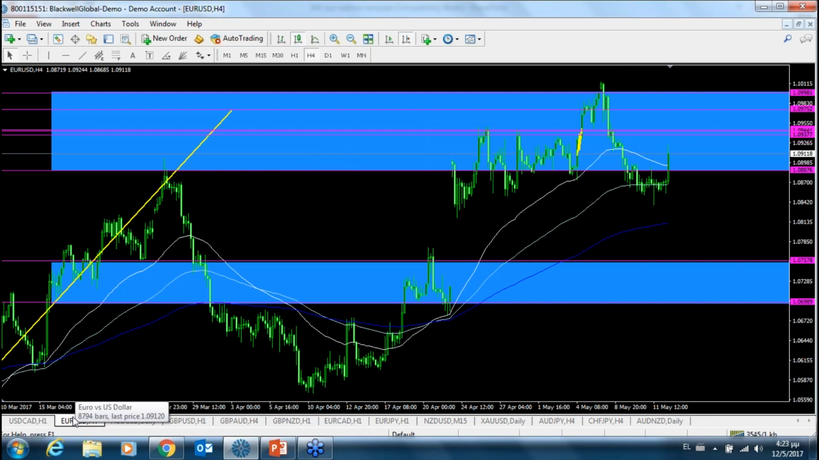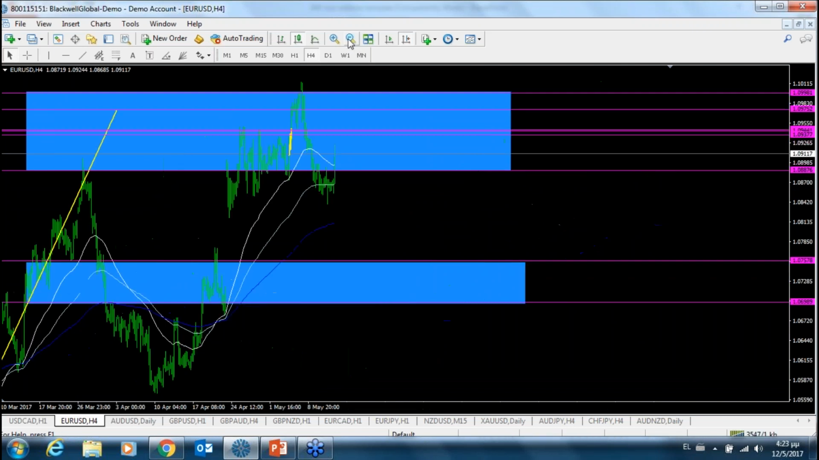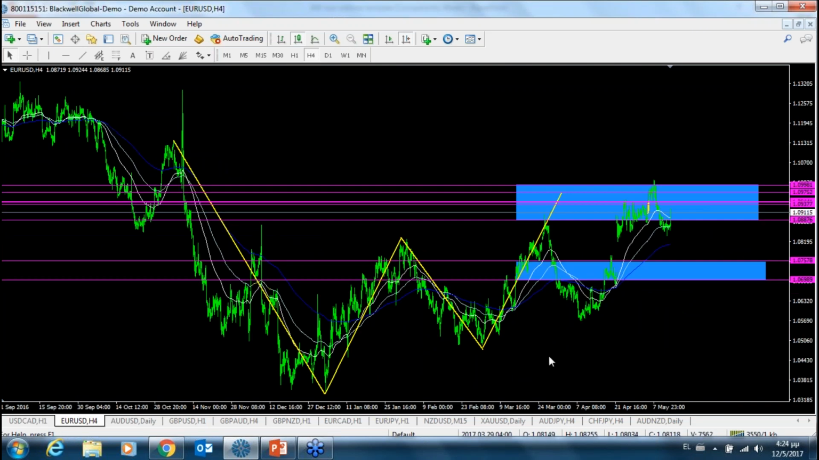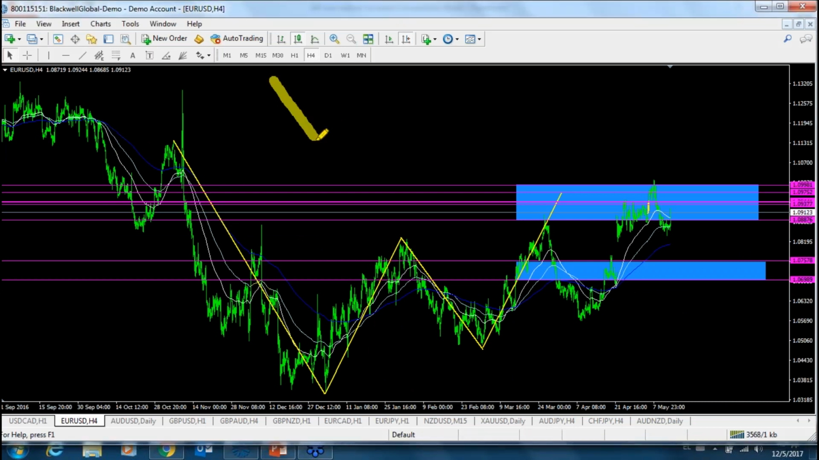Okay, so on the Euro USD, as of now, I'm looking at a potential pattern. We're looking at the 4-hour chart at this moment. Now, in yellow, that formation that you see drawn in yellow is a W-like pattern. A W pattern basically means a pattern that looks like this.